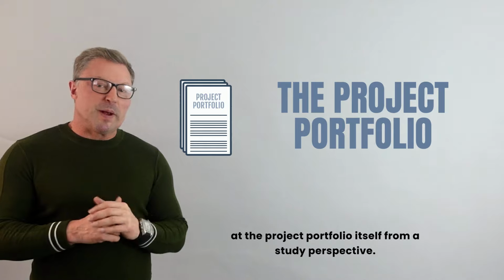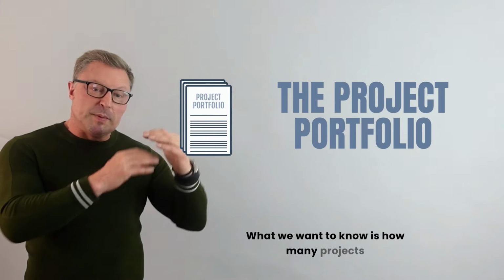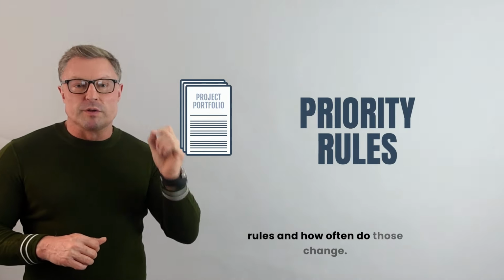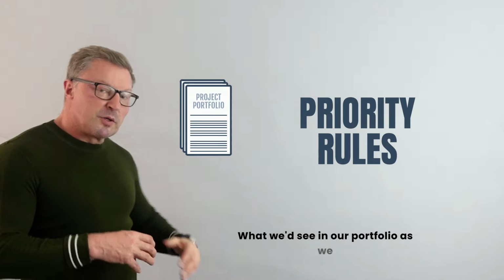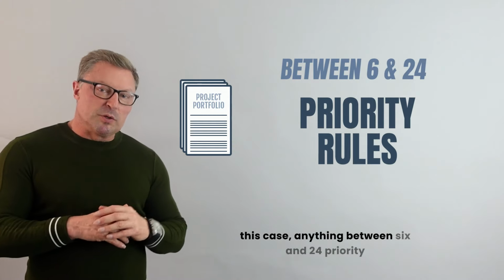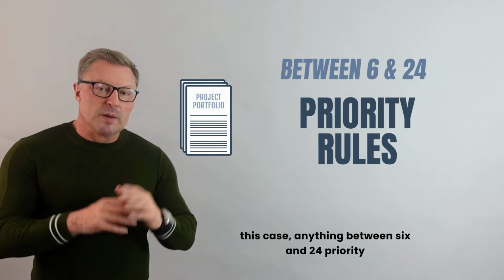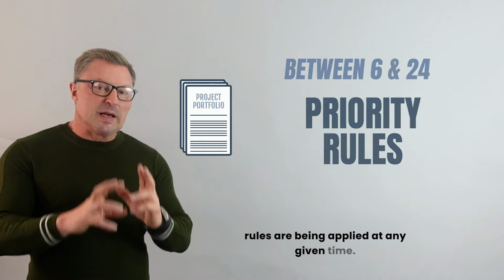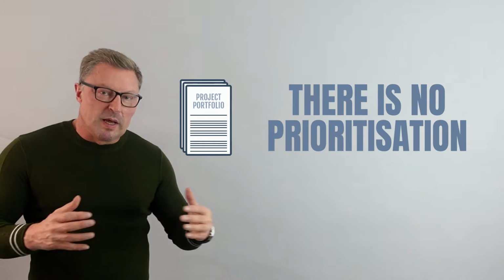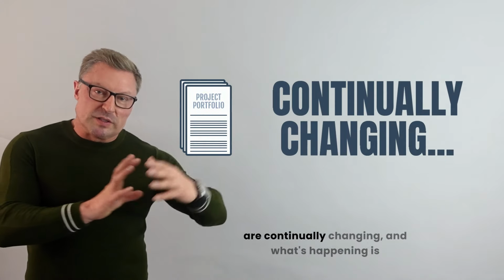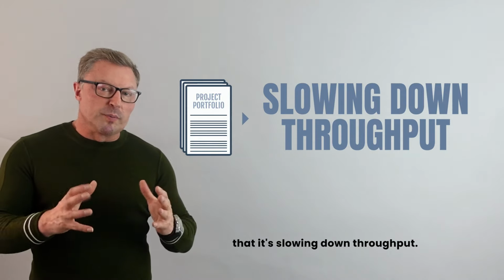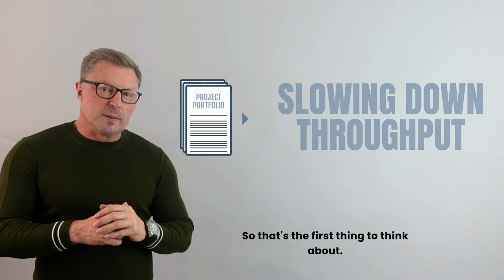From a study perspective, what we want to know is how many projects are in the portfolio and what are the priority rules and how often do those change. What we'd see in our portfolio as we present this data back, we'd see that in this case, anything between 6 and 24 priority rules are being applied at any given time. As such, there is no prioritisation. The projects that people are working on are continually changing, and what's happening is that it's slowing down throughput. So there's the first thing to think about.